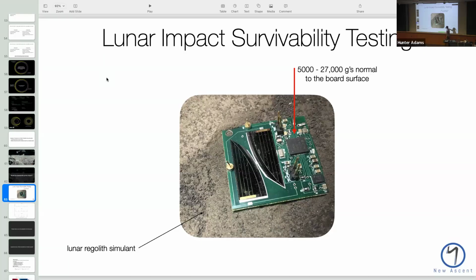And so the experiment that we conducted in collaboration with these folks is to get some lunar regolith simulant. This is stuff generated by NASA Ames to be very, very much like moon dust. It has the same properties of moon rocks and dust. And make a little bed of it, and then slam chipsats down onto them at up to 27,000 Gs. That's about the order of magnitude that you'd expect, just crashing into the moon.